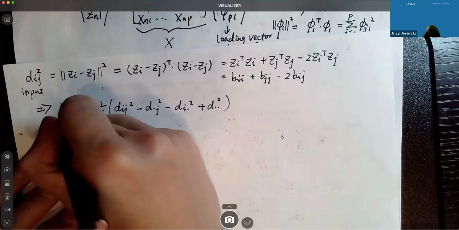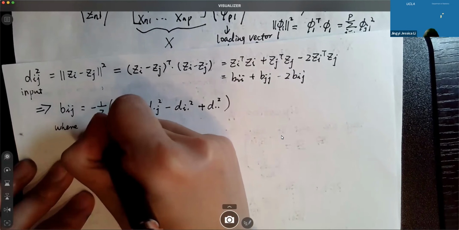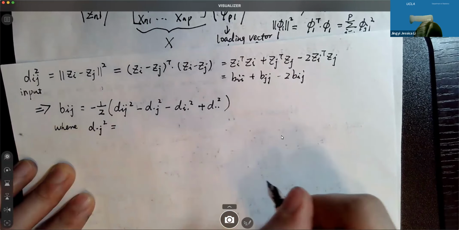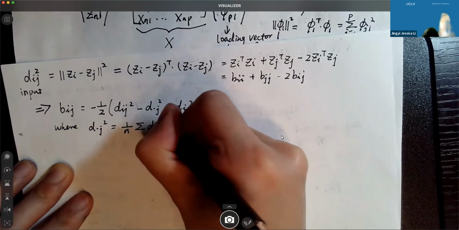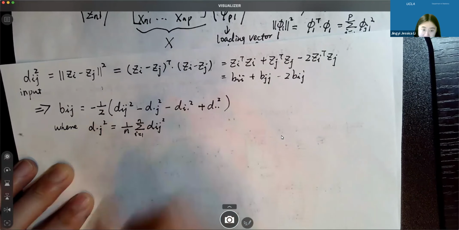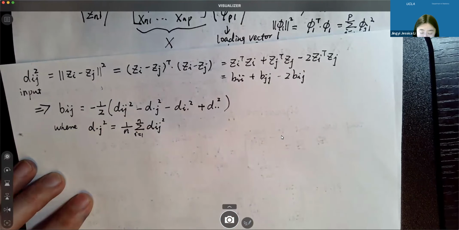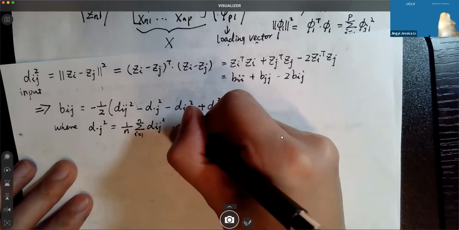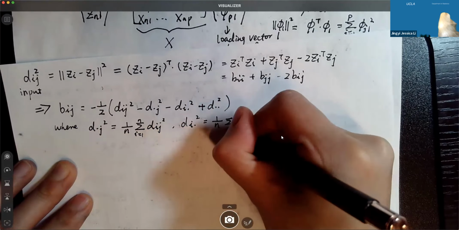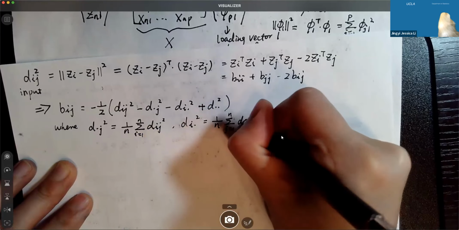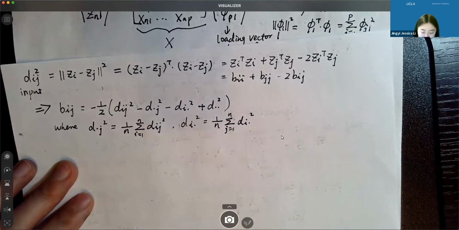So D dot j squared is just equal to the average of Dij squared, where I goes from 1 to m and I keep j fixed. So it's basically the squared D matrix, and I took the column j's average. That's it. And then D i dot squared is the average where I let j go from 1 to n and I fix i. So it's the row average of D squared.